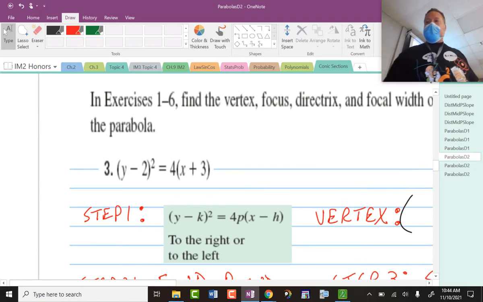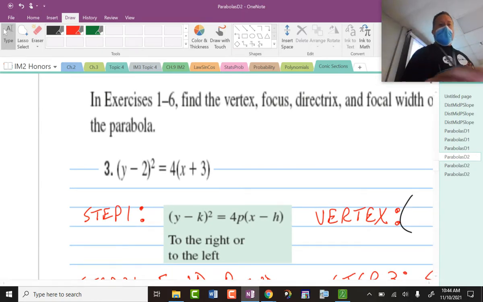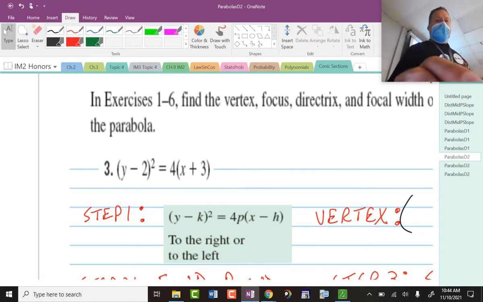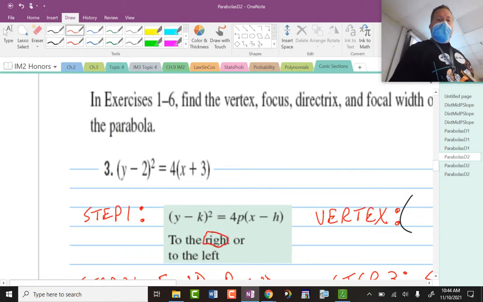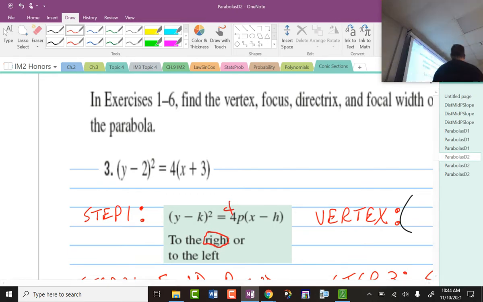So I didn't want to reveal that because it narrowed it down to 2 possibilities, not all 4. So you got to get in your head that you know that this is a right-lefter, and it is right because this 4 is positive. It is right because it's y squared as well. So 2 possibilities there. And here's the next one.